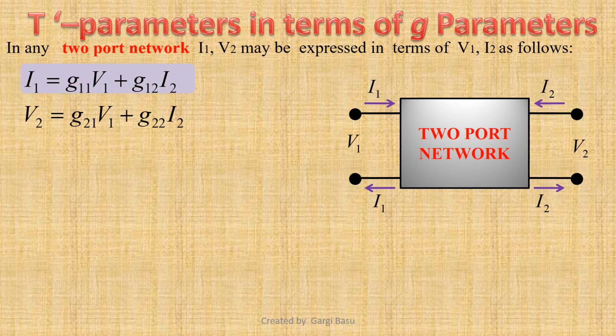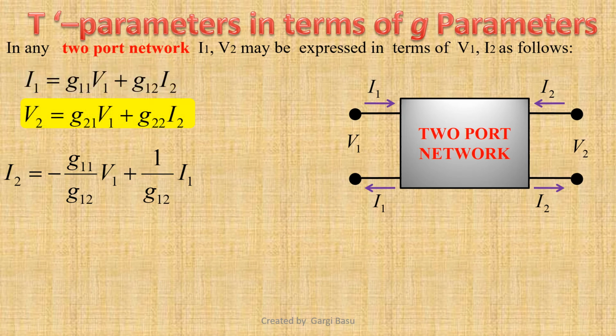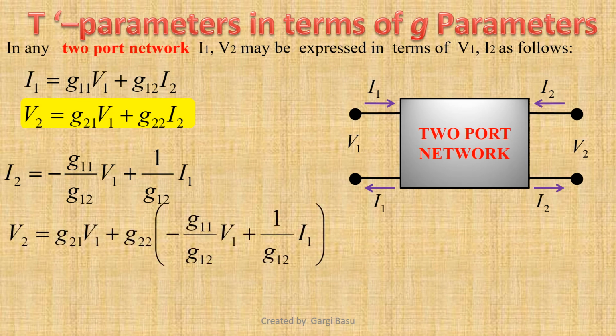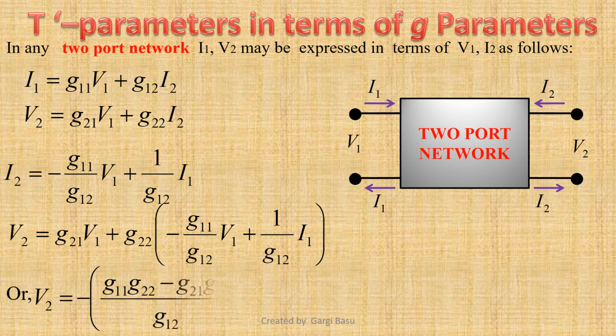By rearranging equation number 1, we get I2 equals minus G11 by G12 times V1 plus 1 upon G12 times I1. Using this expression in equation number 2, we get V2 equals G21 V1 plus G22 into minus G11 by G12 times V1 plus 1 upon G12 times I1. By rearranging this equation, we can write V2 equals minus of G11 G22 minus G21 G12 divided by G12 times V1 plus G22 by G12 times I1.